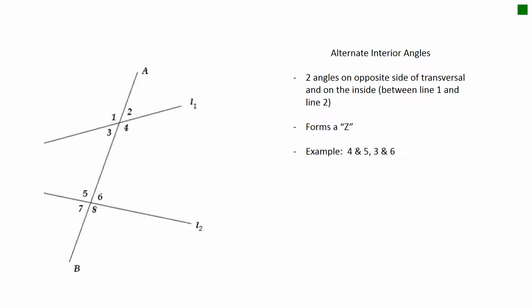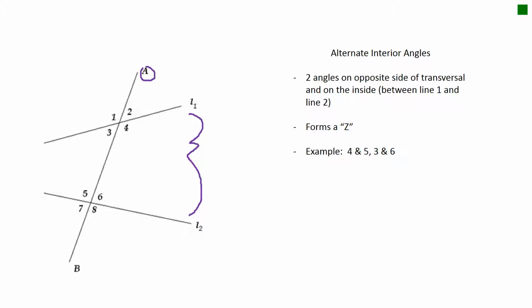Next up, we have alternate interior angles. So what we need to know now is what alternate means. So alternate means that here's my transversal. We'll have two angles on opposite sides of the transversal. So one over on this side and one over on this side. That means alternate. Interior means that they're found between lines 1 and 2.